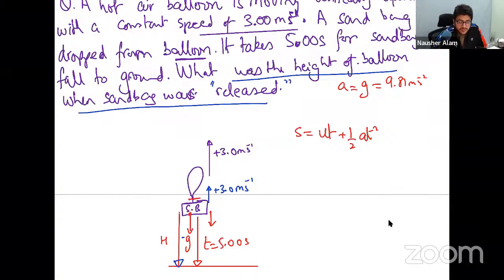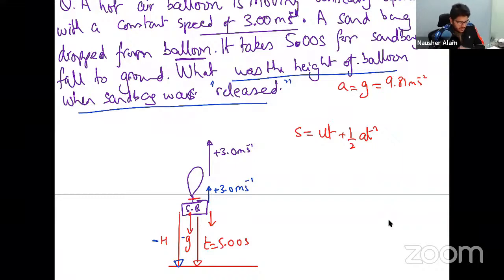Positive or negative? गौर से देखें. Upward is +3, so downward should be what? Minus H. सही है, ज़हन में रखना. टाइम के साथ I can't write plus or minus because time is scalar.